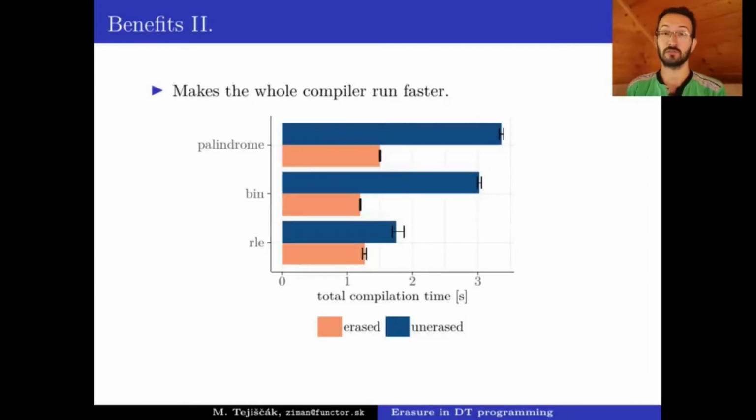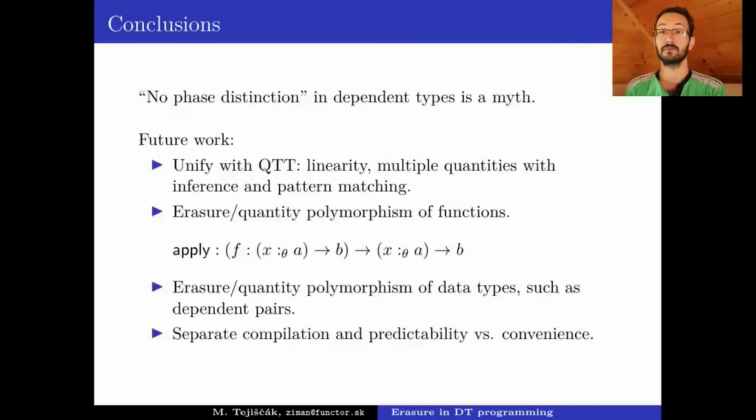Finally, here are some benchmarks of my prototype implementation. The times shown include the whole compiler pipeline from parsing up to and including native code generation. And we can see that with erasure enabled, the total compilation time is much shorter because there's less code to generate.